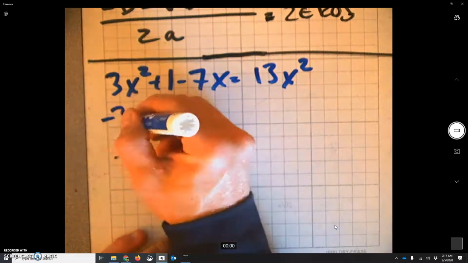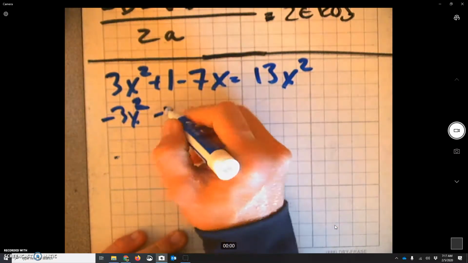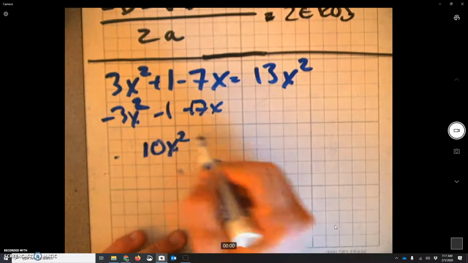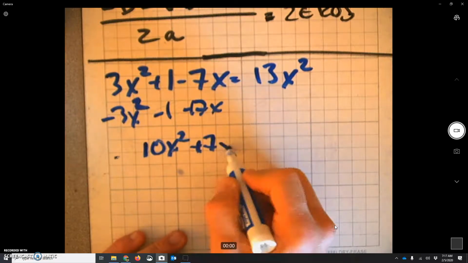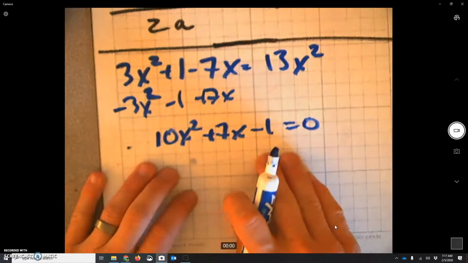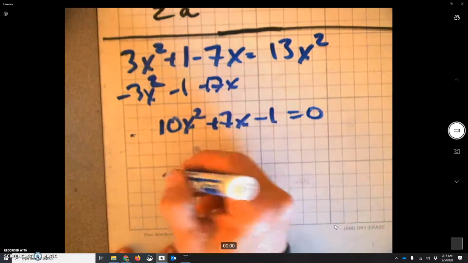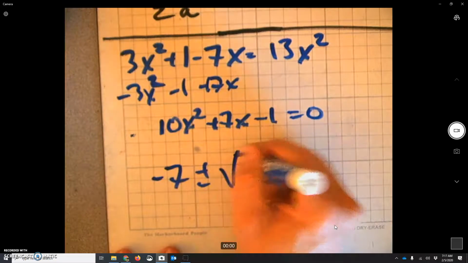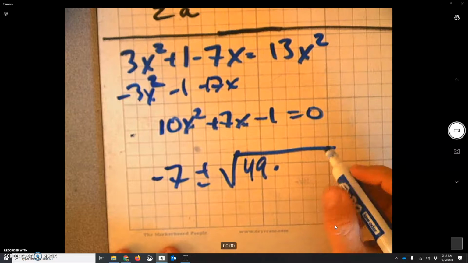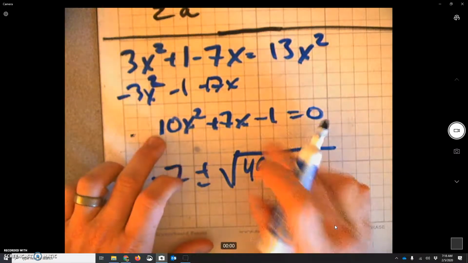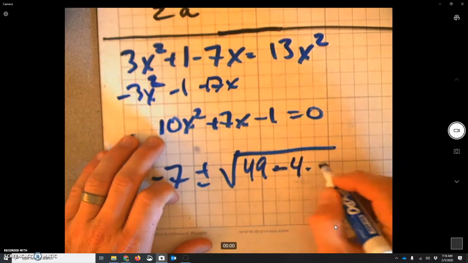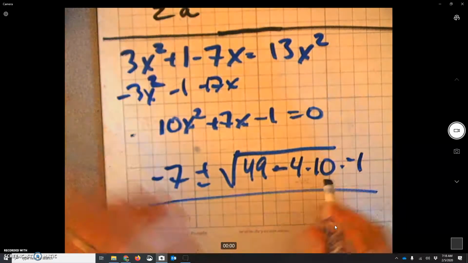Or not subtract, but the opposite. So 3x squared minus 1 and plus 7x. So 10x squared plus 7x minus 1 equals 0. A, B, and C. Let's hope I do it right this time. Start to finish. Negative 7 plus minus square root of 7 times 7 is 49. 4ac, so it's 4 times a times c. It's minus, actually. 4 times 10 times negative 1, all over 2 times a.